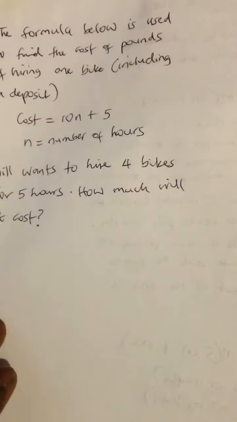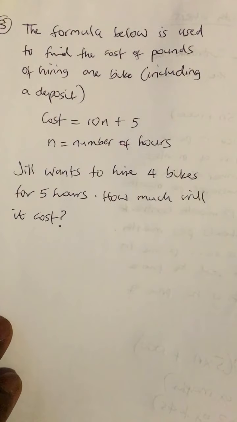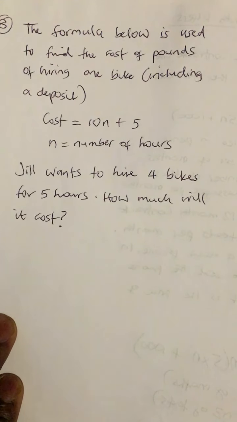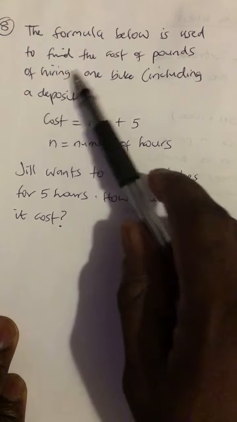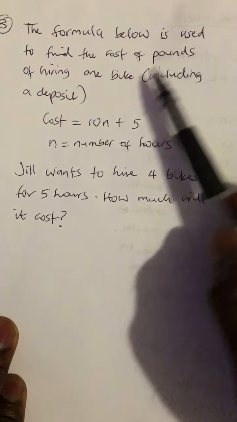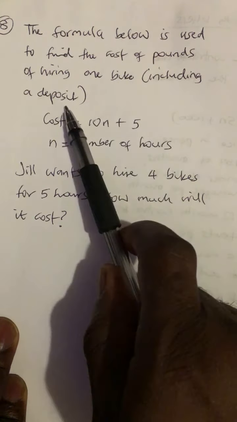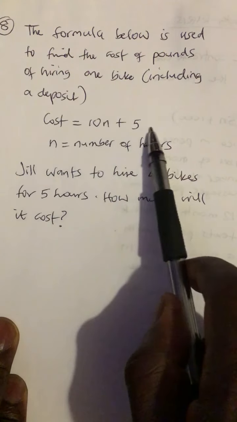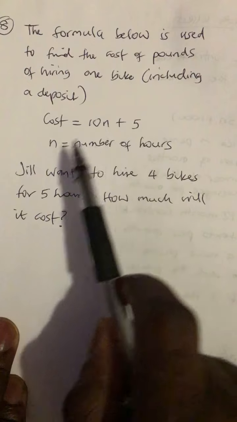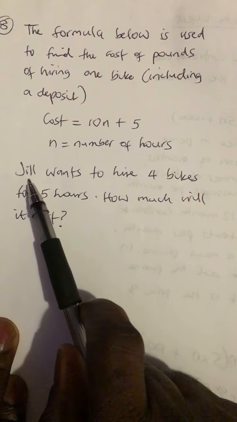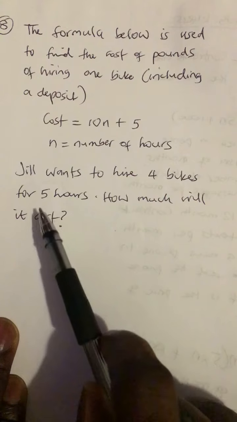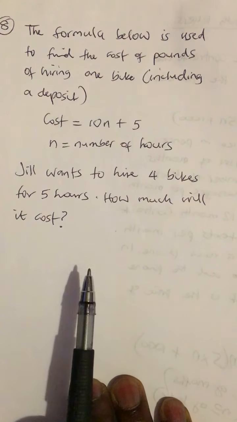So we'll now do another example. Okay, let's do one last example now. The formula below is used to find the cost in pounds of hiring one bike, including a deposit. The cost is given by the formula 10 times n plus 5, where n is the number of hours. So G wants to hire 4 bikes for 5 hours. How much will it cost him to hire the bikes?